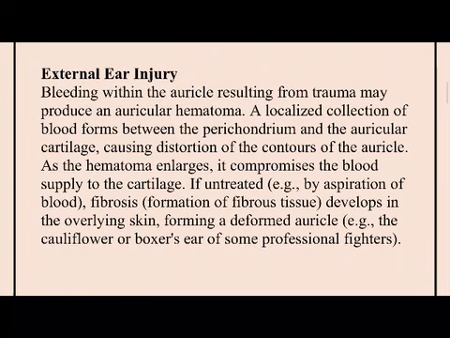In some cases, you could have a cauliflower or box ear. That is what you observe, for example, in some professional boxers or fighters that have their ear injured, and then you have such bleeding and hematoma formation, so it could deform the auricle.